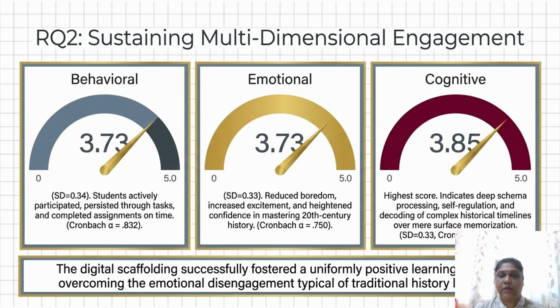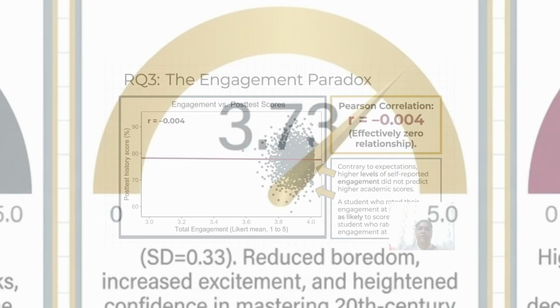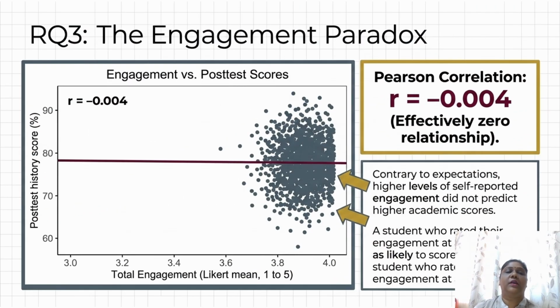For cognitive, a higher score indicates deeper schema processing, self-regulation, and decoding of complex historical timelines rather than surface memorization. So digital scaffolding successfully fostered uniformly positive learning, overcoming the emotional disengagement typical of traditional history chapters.